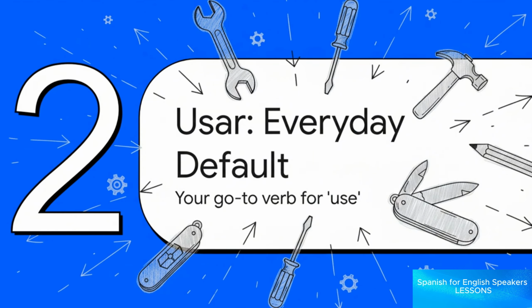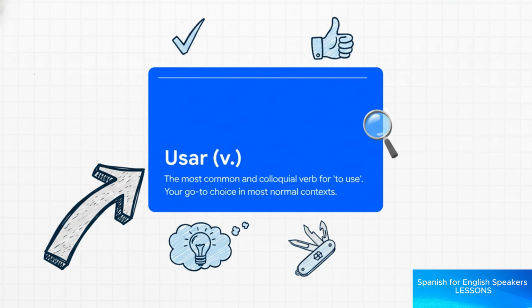The best way to think about this verb is as your all-purpose go-to tool for to use. It's your reliable, everyday default. I mean, its meaning is just so direct. It mirrors the English word use almost perfectly. And that's what makes it the safe, natural, and most common choice in like 99% of everyday situations. Seriously, when in doubt, usar is almost always going to be fine.